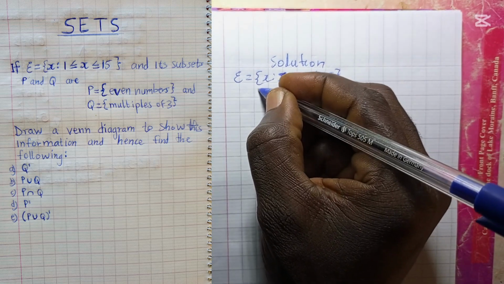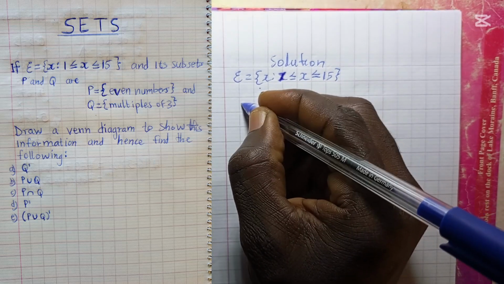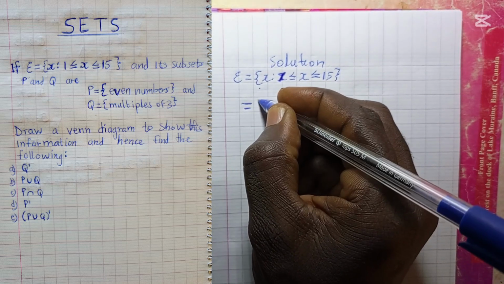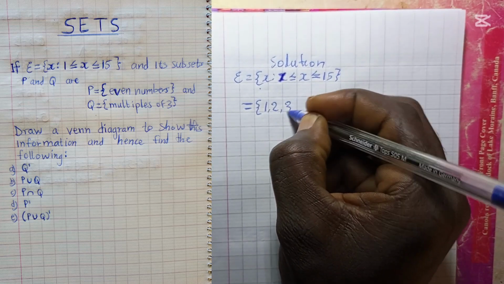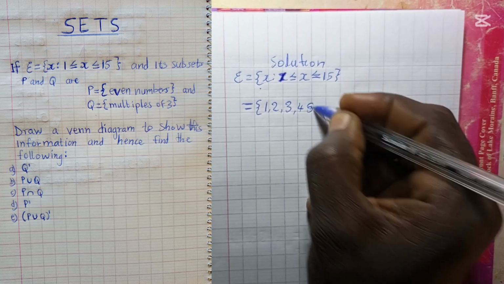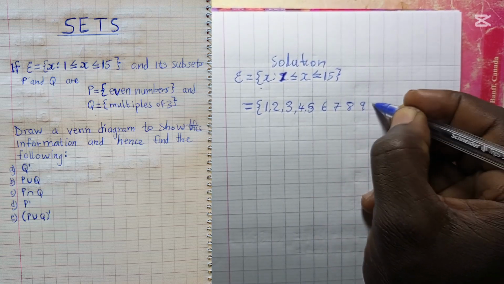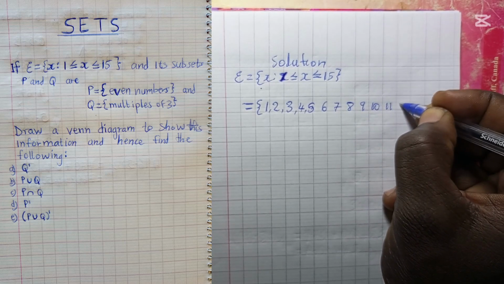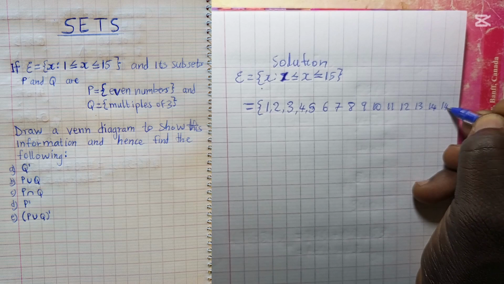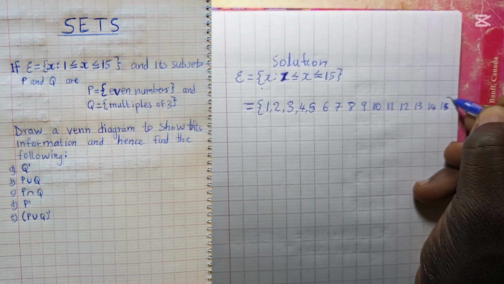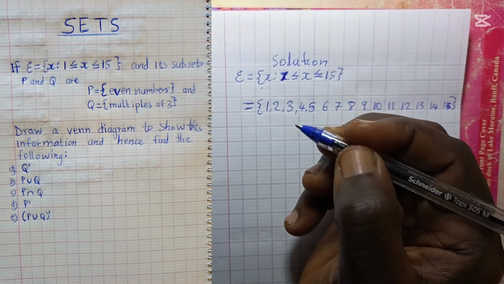So the universal set will be written as equal to 1, 2, 3, 4, 5, 6, 7, 8, 9, 10, 11, 12, 13, 14, and then 15. So these are all the elements of the universal set.